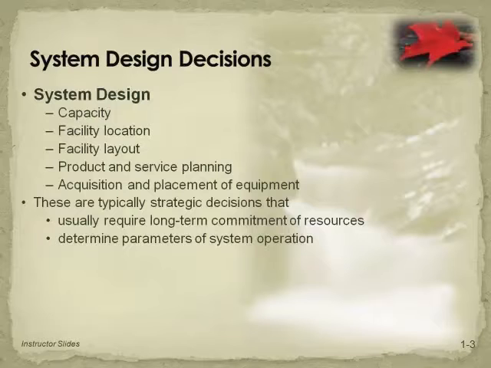So system design decisions from an operations management perspective are those types of decisions that are made from a very strategic point of view. Strategic decisions are typically decisions that have a very long-term effect on the business. So for example, if we make a decision to build a particular plant in a particular city, we're making a long-term commitment that we're going to build that plant, and we can't make that plant go away easily.